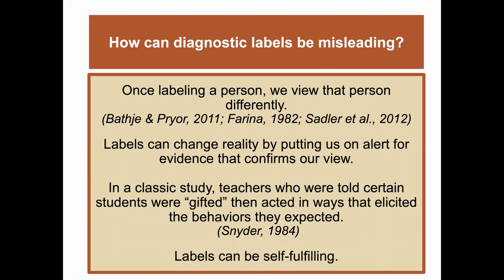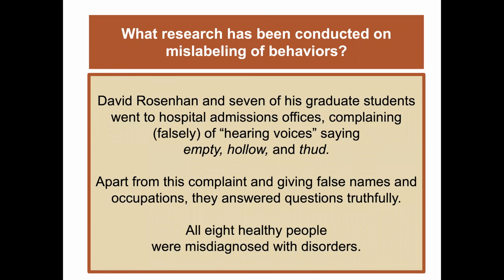But how can diagnostic labels be misleading? Once labeling a person, we might feel or view that person differently. Labels can change reality by putting us on alert for evidence that confirms our view. We've talked a little bit about confirmation bias, and we will more so when we get to social psychology, but when someone has a diagnosis, to some extent, it can change our view of that person. In a classic study, teachers who were told certain students were gifted then acted in ways that elicited the behaviors they expected. Labels can be self-fulfilling. So what research has been done in this area?